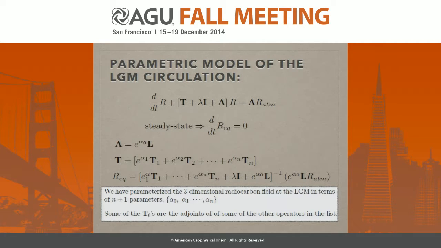All right, so what we've done basically is parameterize the circulation, a three-dimensional field, with a handful of parameters. In the results I'll show you, I have only 12 of these weights, so it's a small group of parameters, less than the number of radiocarbon measurements we have.